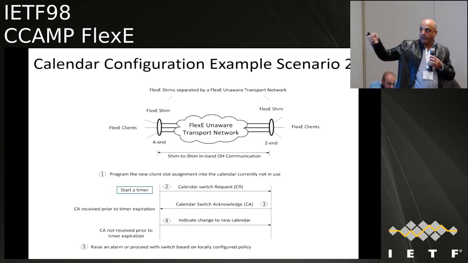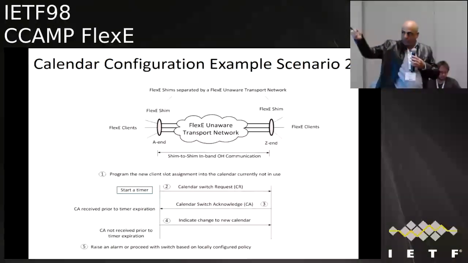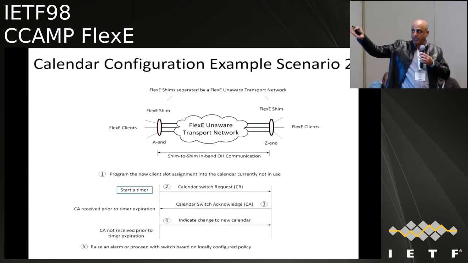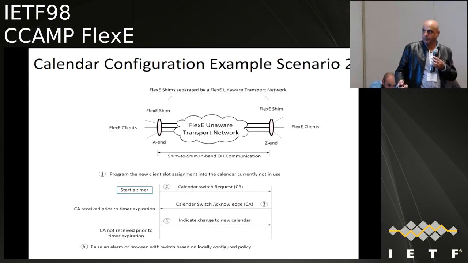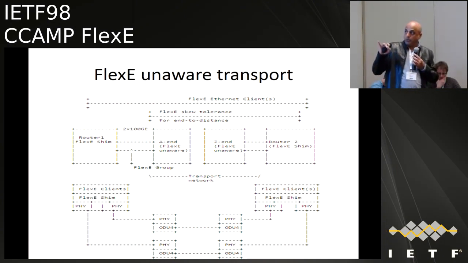Okay, so this was the case. Now the second case is where we have a transport network in between, the unaware case. As you can see, nothing changes from the interaction point of view. This interaction is identical to the previous case, it's just that I have a transport network in between. So it's identical, so it's standard. There are multiple use cases, and I'm not touching on all of them, just select use cases. Here we are showing the unaware case.